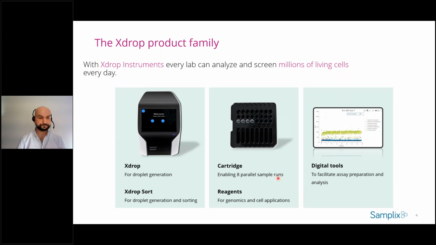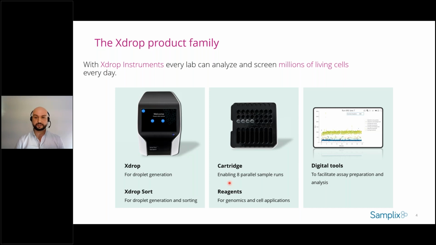Samplix offers two different platforms for droplet-based workflows. First, the Xdrop, which is a droplet generator. This instrument is very useful for sample encapsulation, for example, for single cell encapsulation. Besides that, we have an Xdrop Sort. This is a droplet generator and a sorter for high throughput screening applications. The Xdrop Sort is also capable of sorting droplets based on their fluorescence readout. Positive hits can then be sorted out and further characterized, like sequenced or grown, for example.